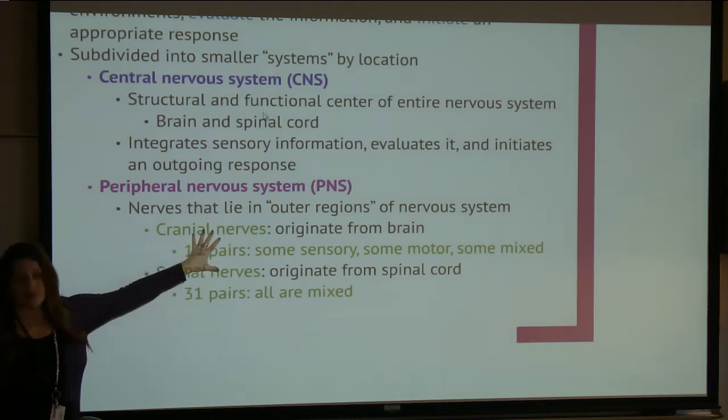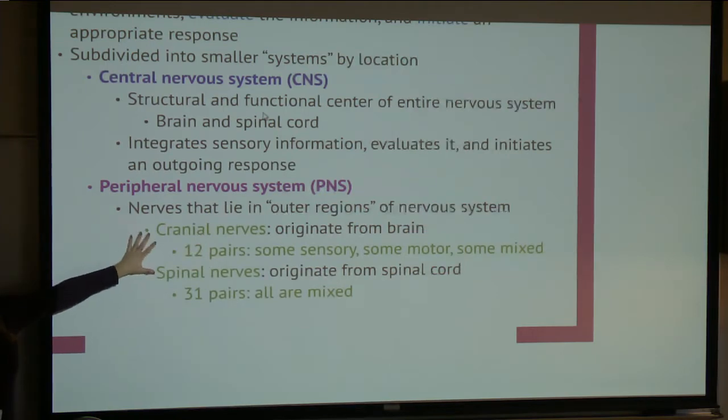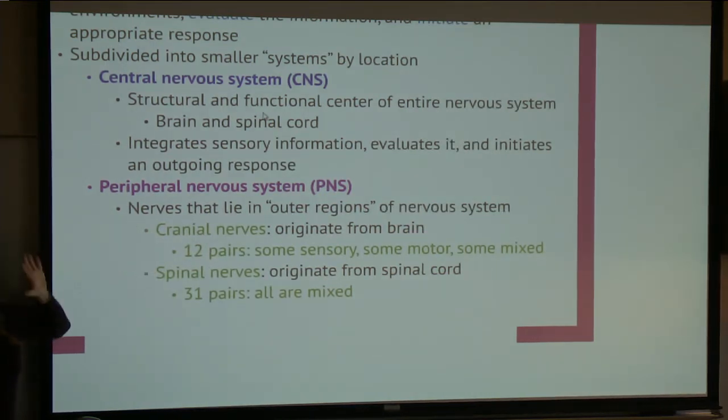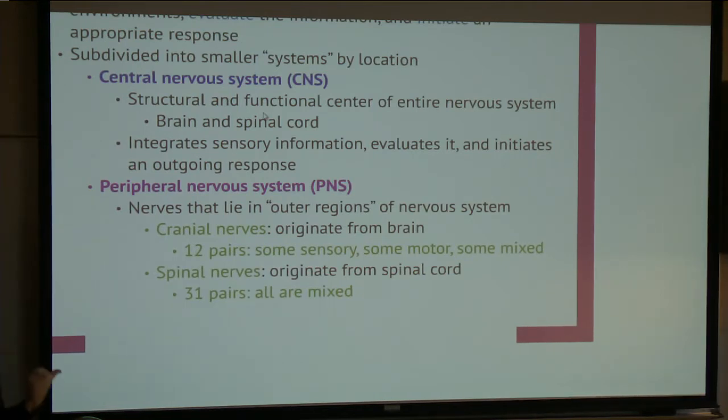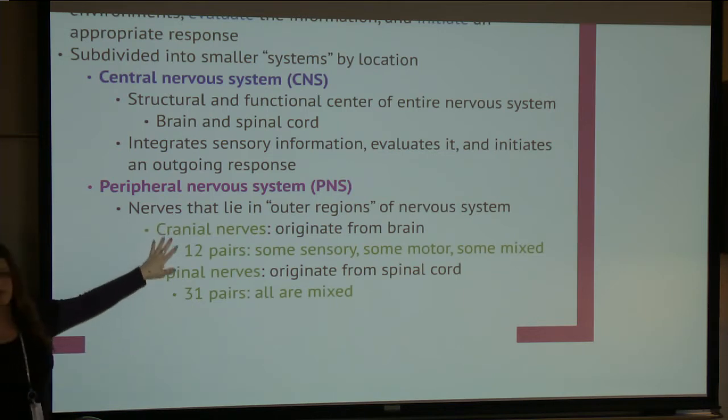Peripheral nervous system, on the other hand, is just made up of those nerves, and the purpose of those nerves is just to send that information to the central nervous system or to carry the information away. There is no integration or evaluation or coming up with a plan. They are just there to carry that info either towards the central nervous system or away from the central nervous system. And again, we find cranial nerves and we find spinal nerves.